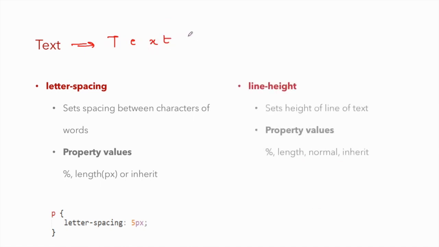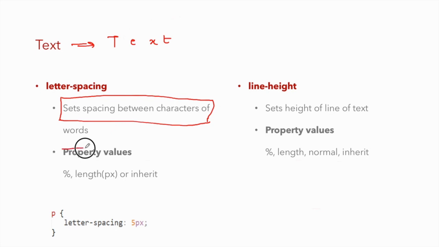Okay, then we have line height. It is again one important property, rarely used, but it is really important. So if you notice here in between lines, there is some space. Basically what it does is it sets the height for your line or your text. By default, let's say your character height is something like this, and you can increase it, so your line height will become like this now.